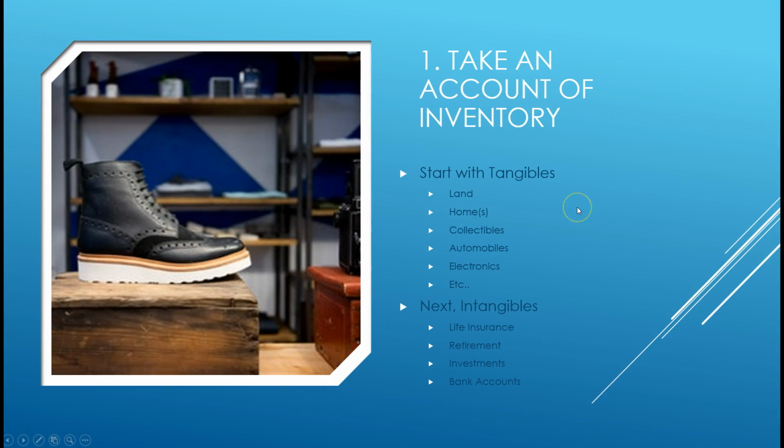So first of all, we're going to take an account of inventory, so everything that you have in your home or the things that you want to pass on. You're going to start with the tangible items here, and that is the land that you own, your home or homes that you own, your collectibles, baseball cards, etc., your automobiles, electronics, etc. So anything that you have that you can hold, that you can touch, you're going to start taking an account.